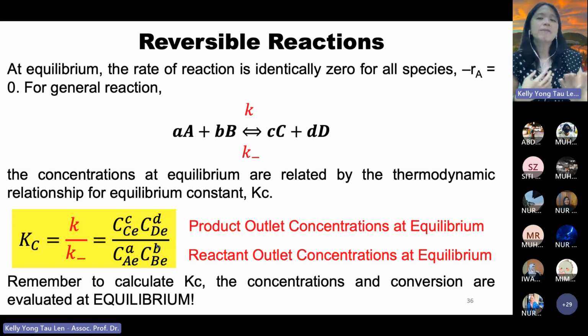Tapi dia punya konsep Kc will be equal to concentration of all of your product species at equilibrium, power stoichiometric coefficient, over concentration of all your reactants at equilibrium multiply with power of your stoichiometric coefficient. And it must be calculated at equilibrium. Dia tak boleh sebelum equilibrium.